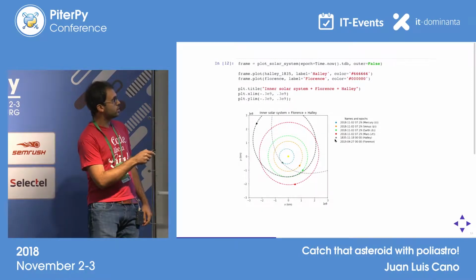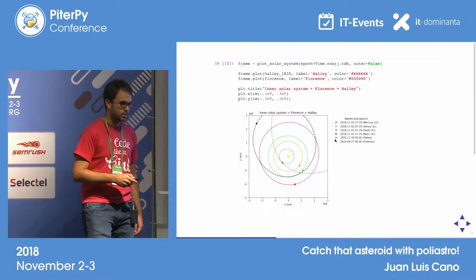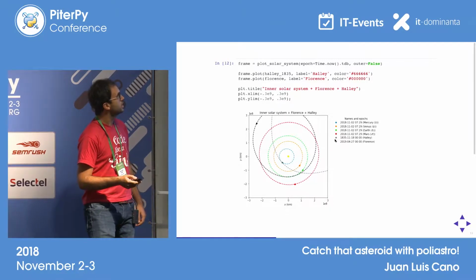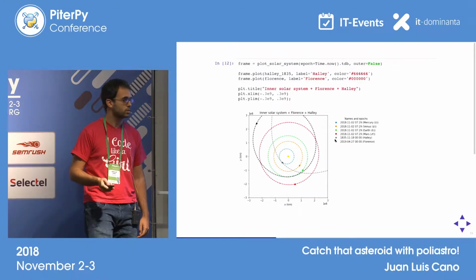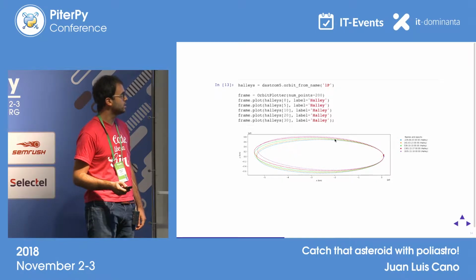And also the Florence asteroid that was passing right next to the Earth in September last year. So here you have a very simple visualization of it in 6 lines of code, which I think is a very good thing to do. Here you can see all the observations of the Halley satellite.